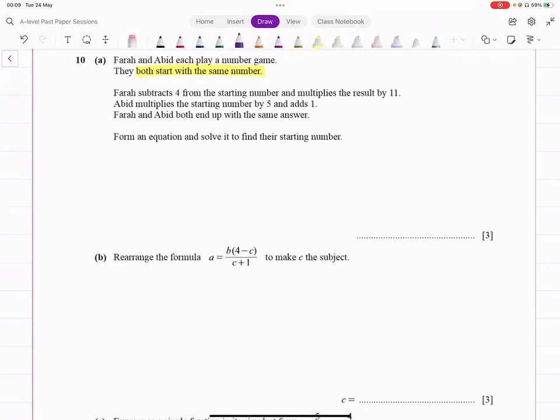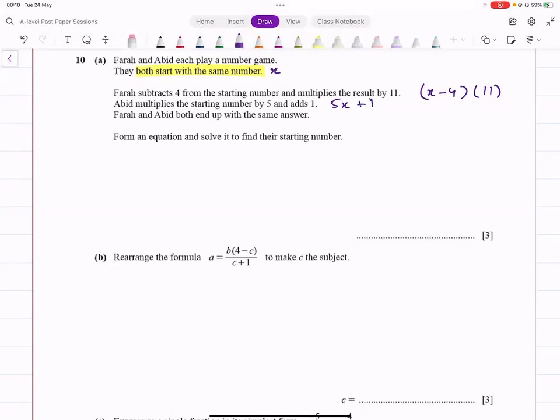Achha, let's say the starting number is x. So Farah kya kar rahi hai? She's subtracting 4 from the starting number and then multiplies the result by 11. So ye pura jo result hai isko 11 se multiply kar deti hai. What is Abid doing? He multiplies the number by 5. तो पहले वो 5 से multiply करता है, that's 5 times x, and then adds 1, so 5x plus 1.